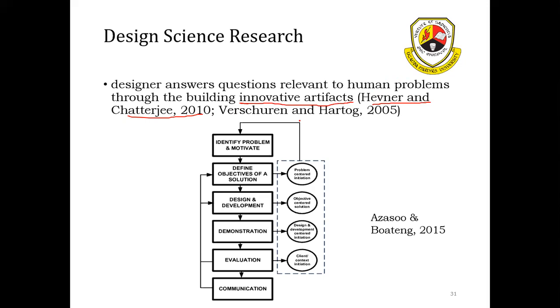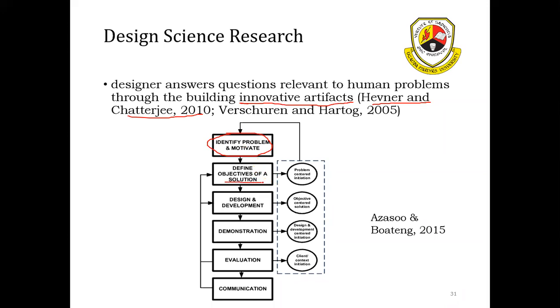So here you identify a problem. I think, Tom, you raised something like this. You identify an existing problem, something that motivates you within a certain context. You then define an objective. You then define an objective of a solution.